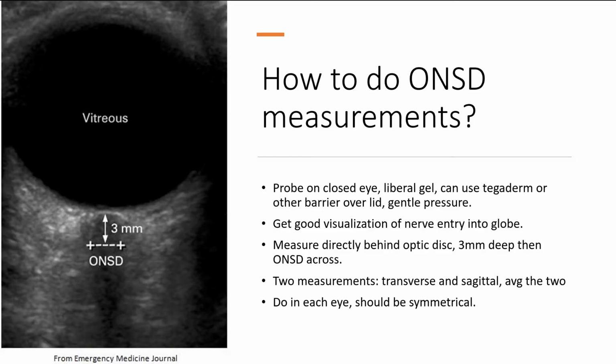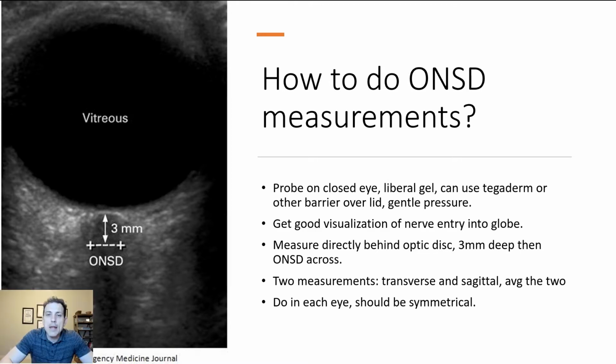So let's jump straight into how to do this particular exam. The first thing we want to do is perform this exam with a closed orbit. Often we're doing these exams on individuals who are intubated, sedated, or otherwise comatose with low GCS scores, but we want to make sure that their eyelid is closed. After the eyelid is closed, we want to make sure that during the exam their eye does not open, so we can put a Tegaderm over their eye, and that covers the eye.